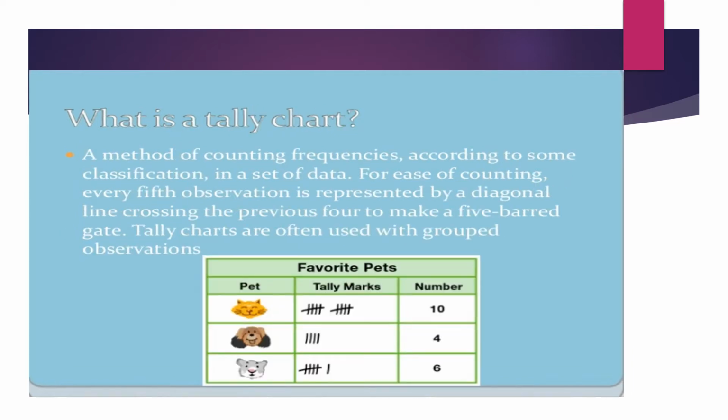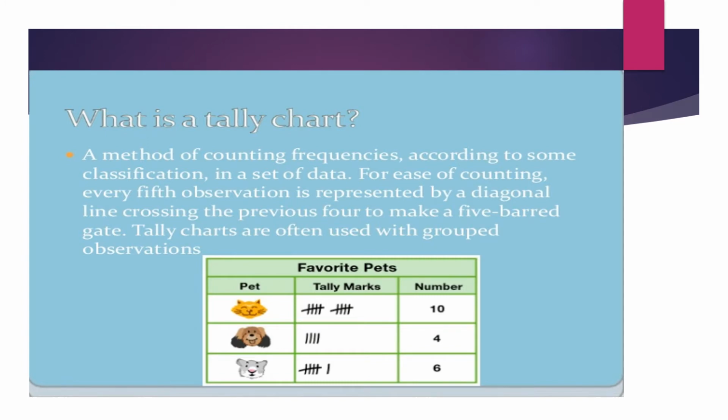Now what are tally marks? Let's see the table over here. This table tells us the information about favorite pets. If we do a survey in a class, the students who like cats are 1, 2, 3, 4, 5 plus 5, 10. For marking tally marks, for the first four we put straight lines, and the fifth one will be the slanting line. So it is 5 plus 5, 10.